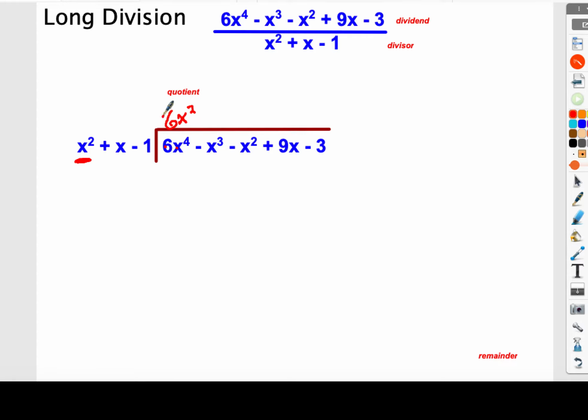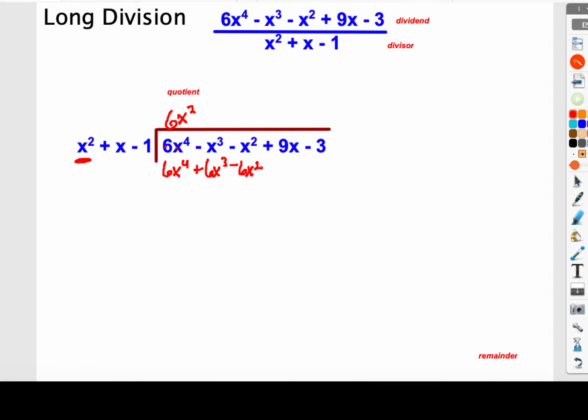So I'm going to take 6x squared and multiply times each of these terms over here. I'm going to multiply that by the entire divisor. So 6x squared times x squared would be 6x to the fourth. 6x squared times x would be 6x to the third. So I'm going to say plus 6x to the third. And notice how it lines up directly below this x cubed right above it here. So we're getting like terms all lined up. Then I'm also going to take 6x squared times negative 1, and we would say minus 6x squared.